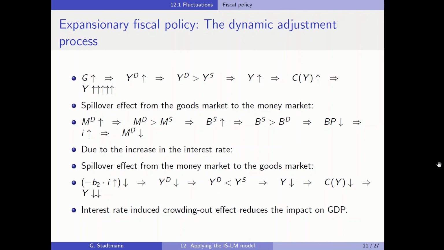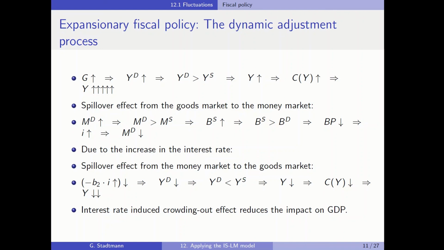So let's sum up with respect to the fiscal policy in the IS-LM model. A fiscal policy is effective in increasing GDP. The economy will get out of recession, but the size of the multiplier is lower in the IS-LM model compared to the Keynesian cross because of this interest rate induced crowding out effect.